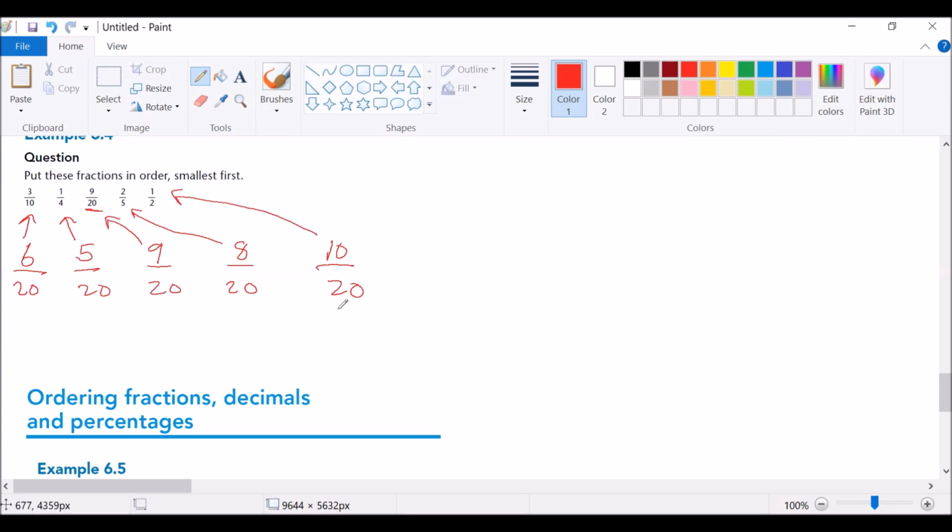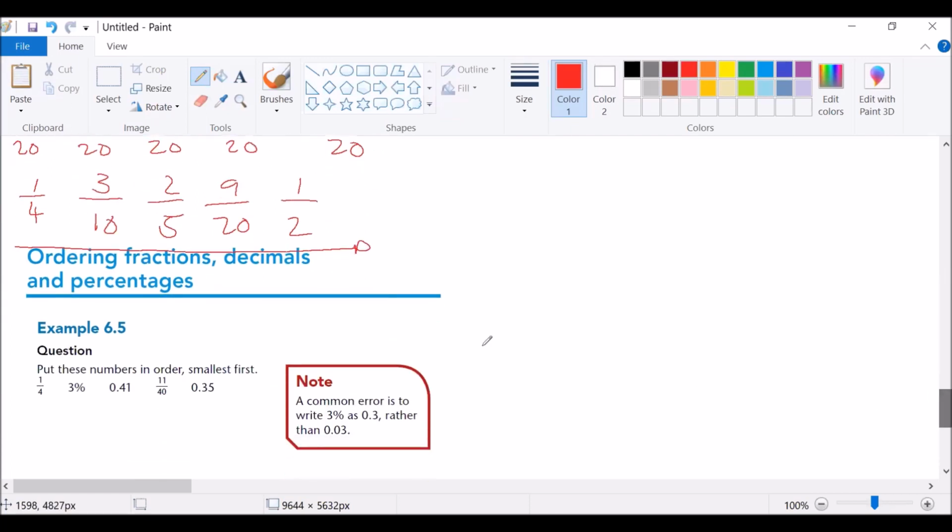Now we can see what each fraction is representing. The smallest is 5/20, which is a quarter. Followed by 6/20, which is 3/10. Followed by 8/20, which is 2/5. Followed by 9/20, which is 9/20. And the largest is 10/20, which is 1/2. That is our answer. Now we go to ordering fractions, decimals, and percentages.